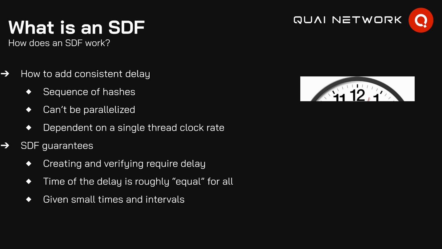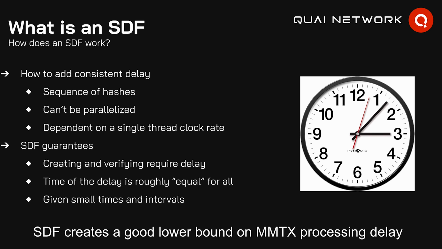And the rate at which it executes is effectively dependent on a single thread's clock rate. And most clock rates on most systems, certainly most competitive systems that would be running nodes, are somewhat similar, with execution expectations on a single thread that are somewhat similar. So what does an SDF do then? It guarantees that creating and verifying a transaction require a delay, and that the time of delay is roughly equal for everybody in the system. And for small intervals, the variance is low. Another way to put this is an SDF creates a good lower bound on an MMTX processing delay.